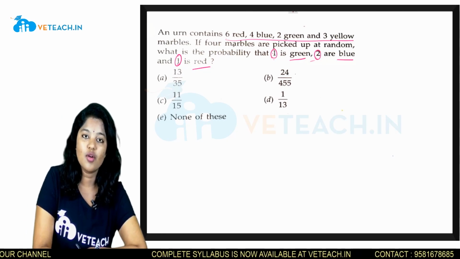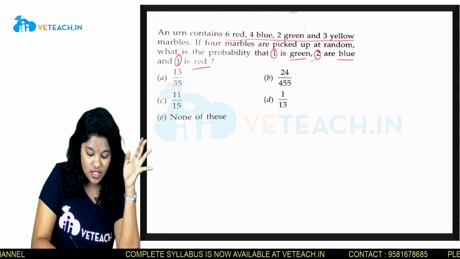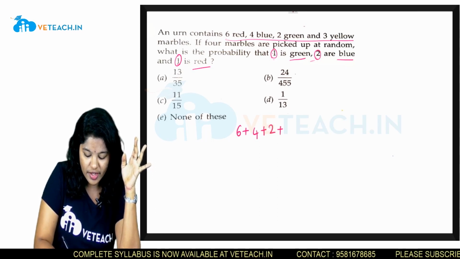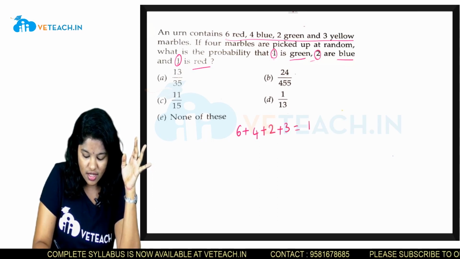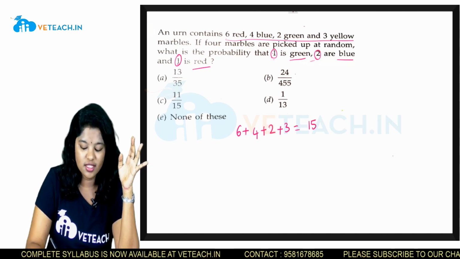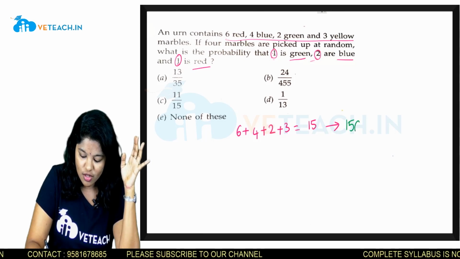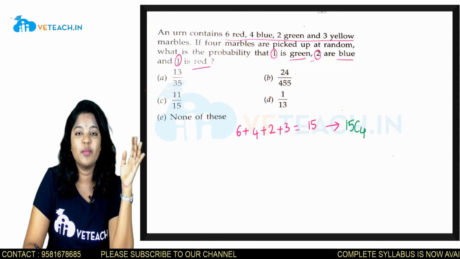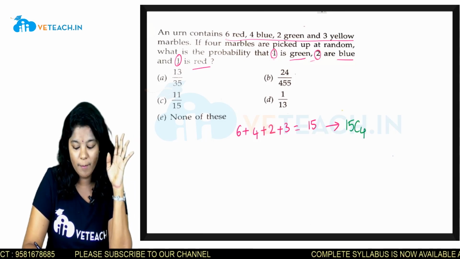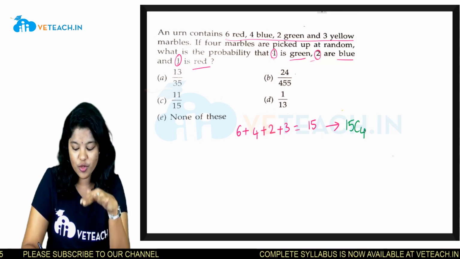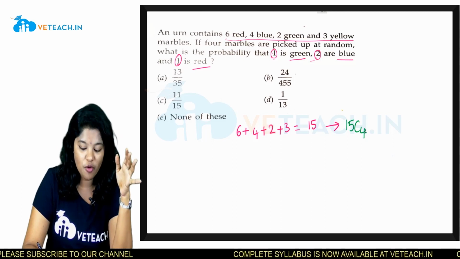So first let us count how many total marbles there are. 6 red plus 4 blue plus 2 green plus 3 yellow. That is equal to a total of 15 marbles. So out of those 15 marbles, we should pick 4 marbles. That is, we will pick in 15C4 ways. Out of these 15 marbles, we should pick 4 marbles in 15C4 ways.